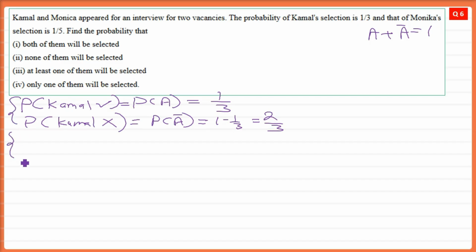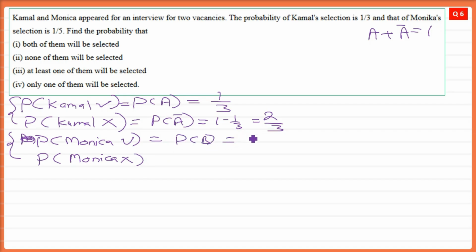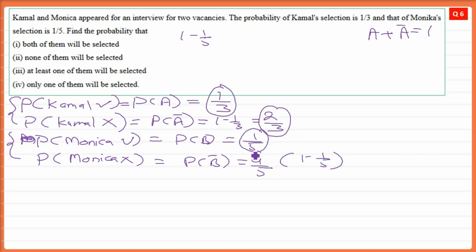So this is the first case. The second case is the same for Monica also: probability of Monica getting selected or getting rejected. It will be P(B), call it B, 1/5 is given in the question, and no selection of B is going to be 1 minus 1/5, so 4/5. So there are 4 different probabilities which we have deduced from what is given, and which we are going to use in computing the 1st, 2nd, 3rd and 4th parts here.